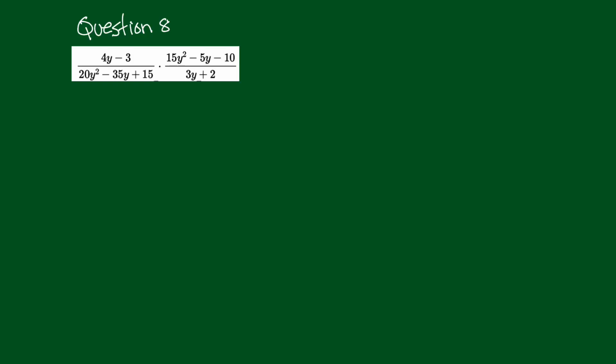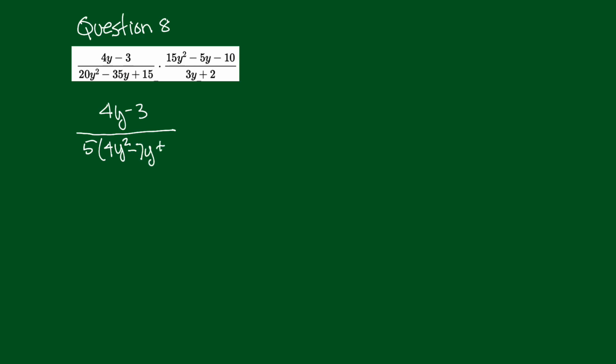Question 8 looks kind of big, but let's just start factoring everything that we can. So top left, nothing factors here. What can we do here? Oh, 20, 35, and 15. You see a 5 common? There's two y's, y and no y. So I can at least take out a 5. So let's do that. So we'll get (4y minus 3) over 5. Now what's left? 20 divided by 5 is 4y squared, minus 35 divided by 5, 7y.